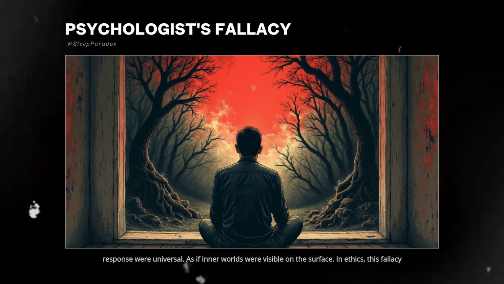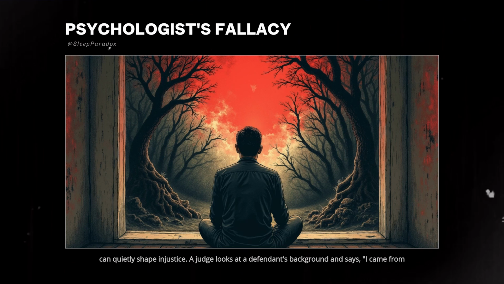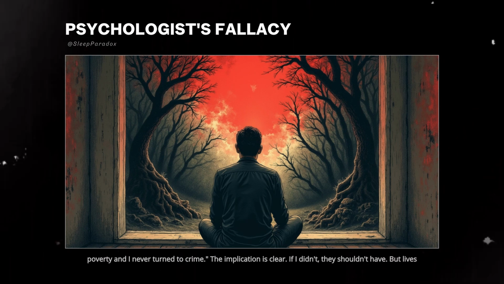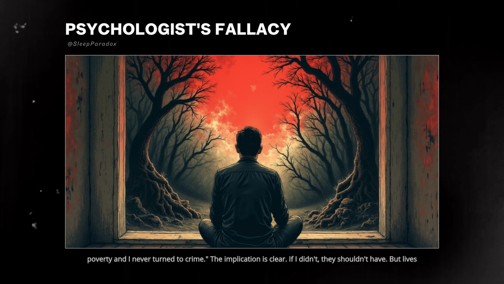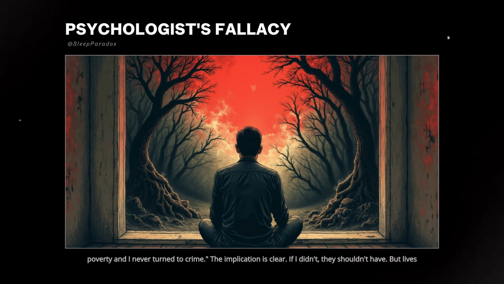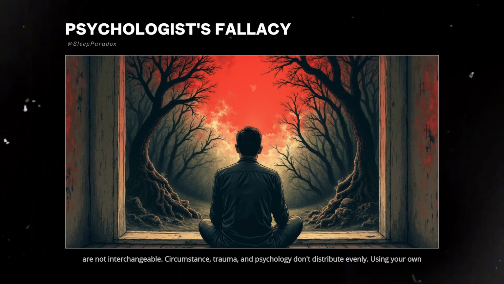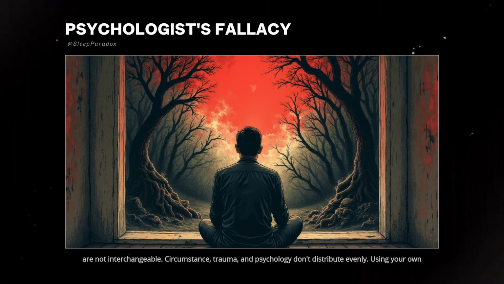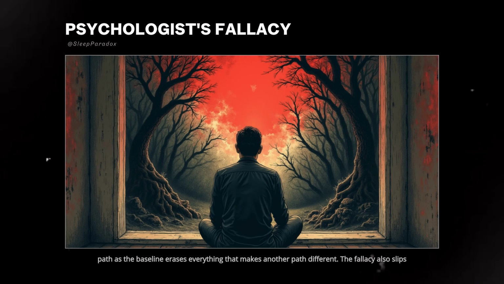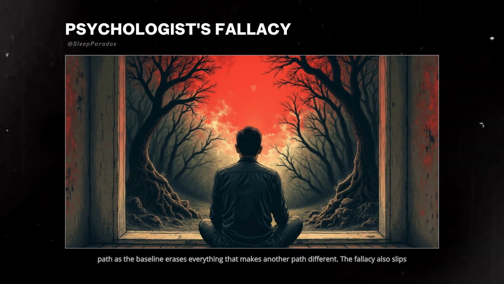In ethics, this fallacy can quietly shape injustice. A judge looks at a defendant's background and says, "I came from poverty, and I never turned to crime." The implication is clear. If I didn't, they shouldn't have. But lives are not interchangeable. Circumstance, trauma, and psychology don't distribute evenly. Using your own path as the baseline erases everything that makes another path different.